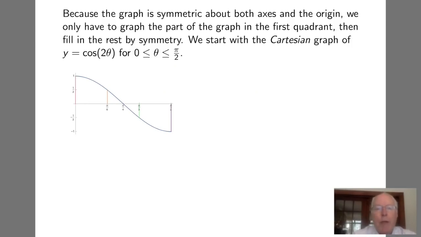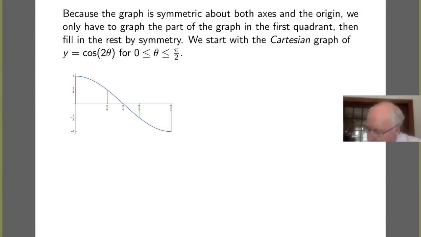So let's produce the graph. Now, because we have symmetry about both axes, and as a consequence the origin too, we really only have to graph the part of the graph that corresponds to the first quadrant. That is, theta values running from 0 to pi over 2. So we're going to analyze that piece of the graph very carefully, and then using symmetry, complete the graph for theta from 0 to 2 pi. So in this picture, we've shown the graph of r equals cosine 2 theta for theta from 0 to pi over 2.